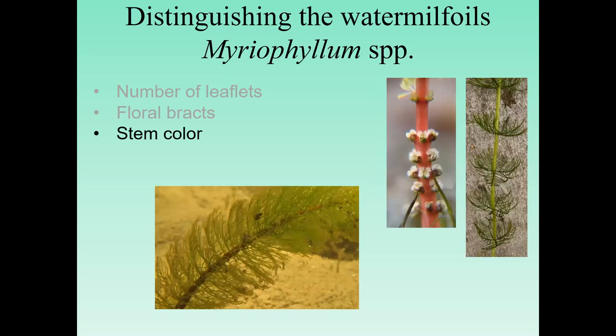Stem color can be important as well. In the lower left, that one is a whorled water milfoil again. And then we have Eurasian milfoil in the center picture, which has a pinkish color to the stem quite often. And on the right is the typical tan, very light color of the northern water milfoil stem.